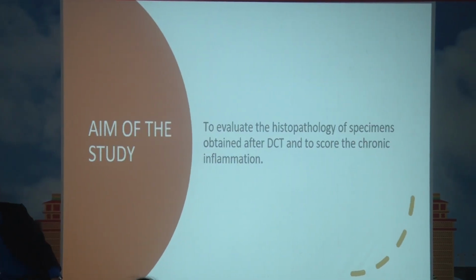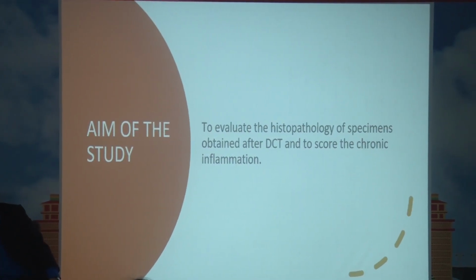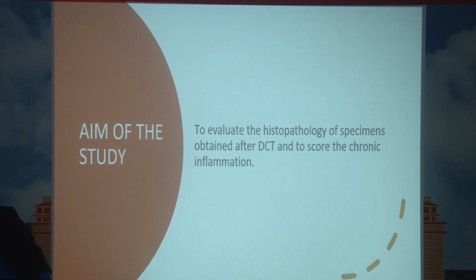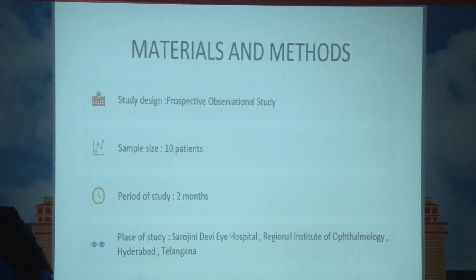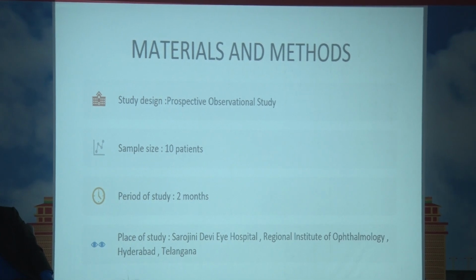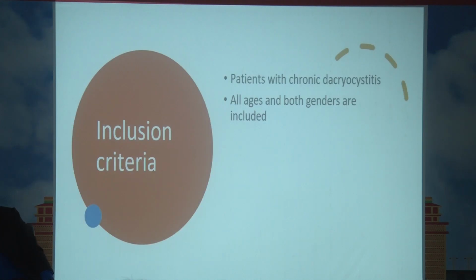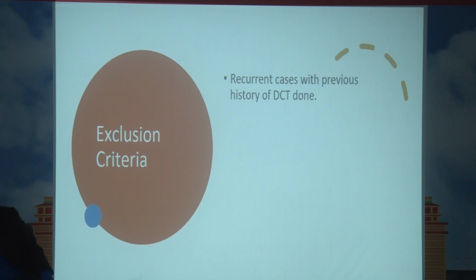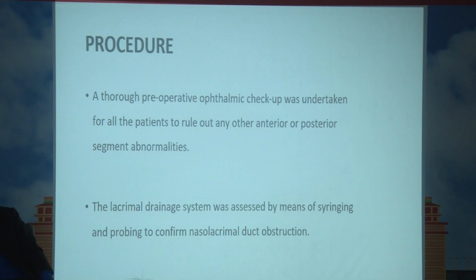The aim of my study is to evaluate the histopathology of specimens obtained after DCT and to score the chronic inflammation. My study design is a prospective observational study. It is done in about 10 patients in a period of 2 months at Sarojini Devi Eye Hospital. My inclusion criteria is patients with chronic dacryocystitis of all ages and both genders. Exclusion criteria are recurrent cases with previous history of DCT done.